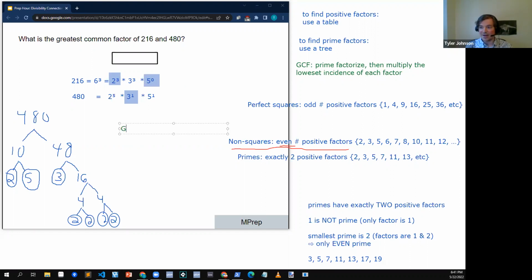So now I combine all of these. My greatest common factor is 2 cubed times 3 to the 1st times 5 to the 0. So that's going to be 8 times 3 times 1, or 24. And that's our answer.